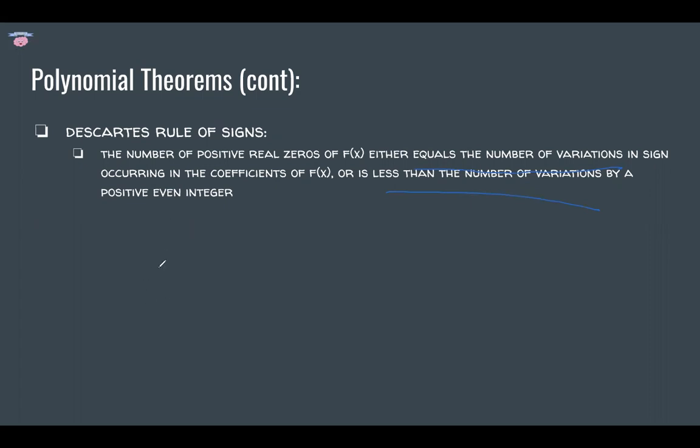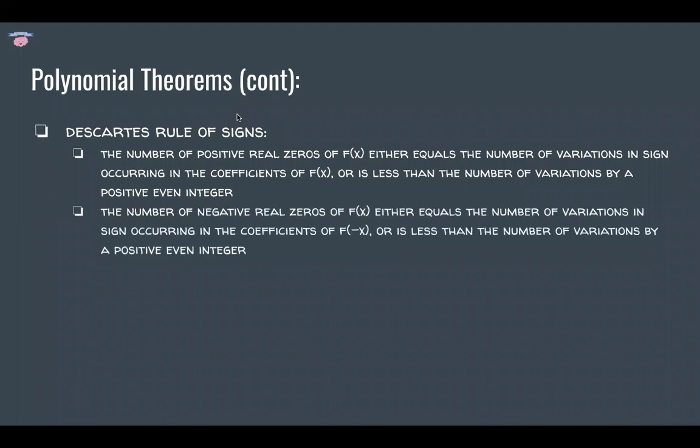So for example, if I have x to the power 4 minus 4x cubed plus 7x squared minus 9x plus 3, the number of variations is 1 from positive to negative, 2 from negative to positive, 3 from positive to negative, and 4 from negative to positive. So it's 4, meaning that the number of positive real zeros is either 4 or less than that by a positive even integer, 2 or 0. Either 4, 2, or 0. You would never know. And that's for the positive.